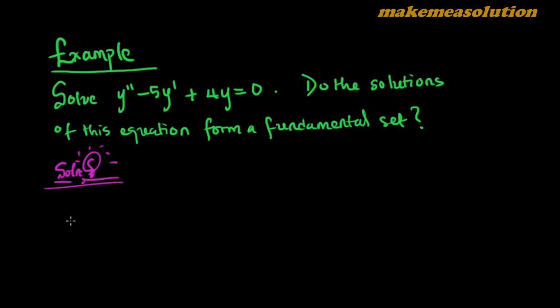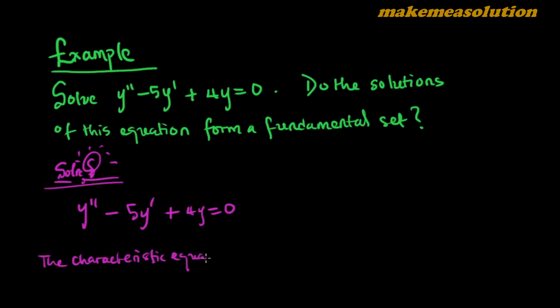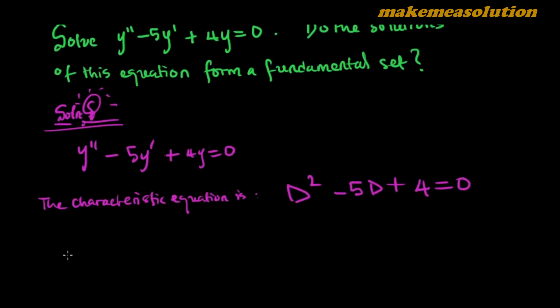Now to solve it, start with your homogeneous second order differential equation. So the characteristic equation is, I'm going to use the variable capital D, d squared minus 5d plus 4 equal to 0. I hope you still remember how to form the characteristic equation. If you don't, watch my previous video there. They are explained fully there.